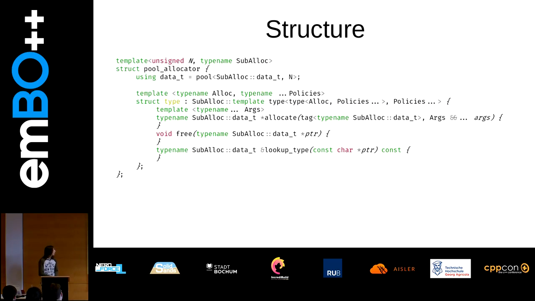Beside that, we have the standard functions. So we have the allocate function and the free function, which both take the type you want to allocate. And then a special function, which is lookup type. This is needed because normally in an element, if you want to get the corresponding pool for an element, you wouldn't be able to do so because you don't know where that pool starts. So to be able to search what pool an element belongs to, we need this function.